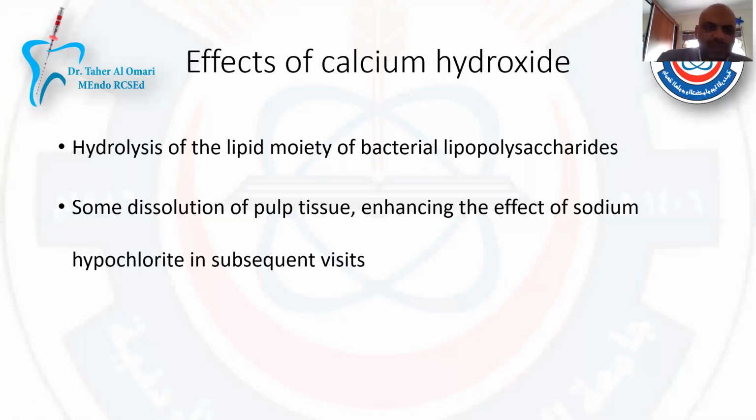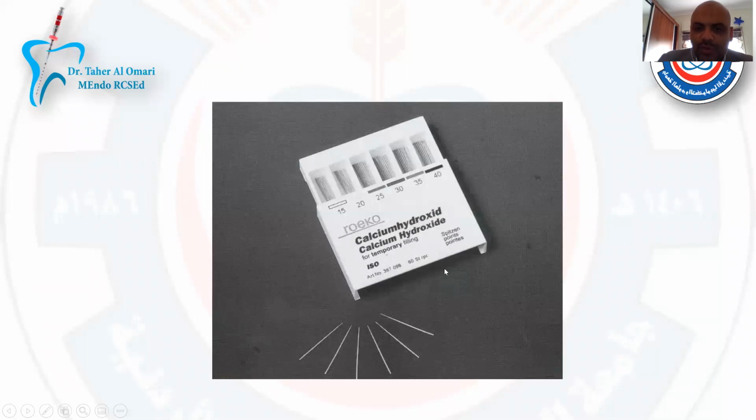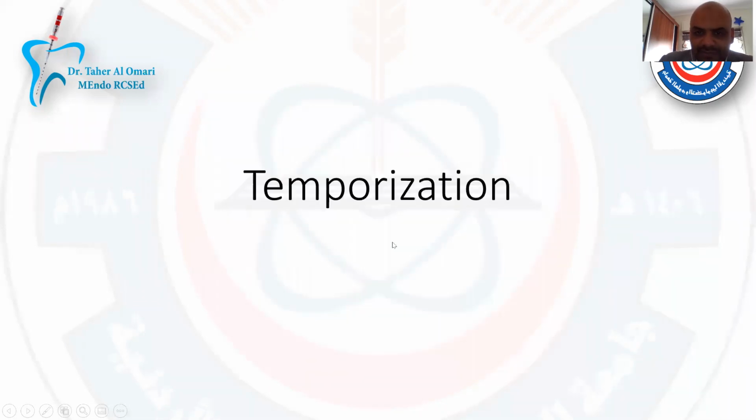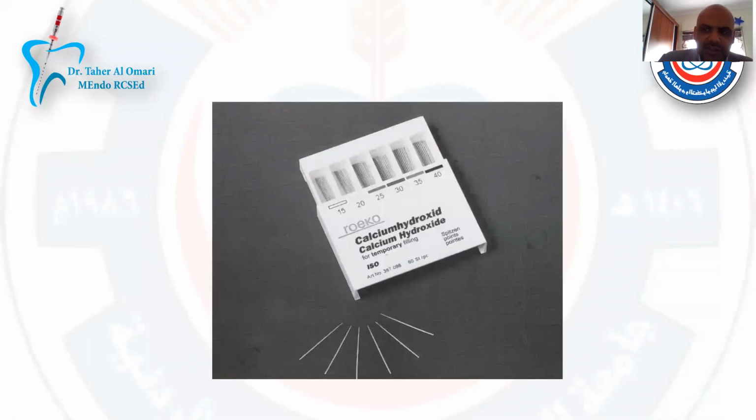So what is the effect of calcium hydroxide? It hydrolyzes the lipid cover of the bacteria, especially the lipopolysaccharides. It dissolves the pulp tissue and enhances the effect of sodium hypochlorite in between visits. We also have medicated paper points with calcium hydroxide, or gutta-percha points, so we can insert those calcium hydroxide points in the canal and leave them inside. So these are the major techniques. We talked about calcium hydroxide insertion, medicaments in general, and calcium hydroxide. You will find more in the book if you would like.